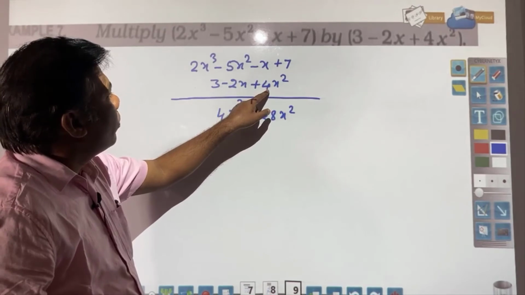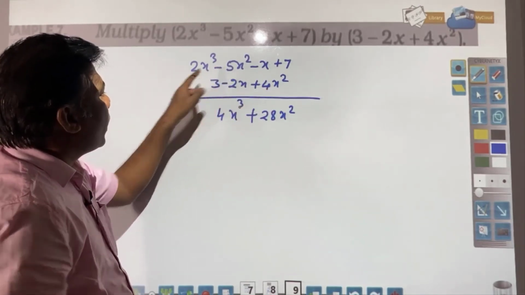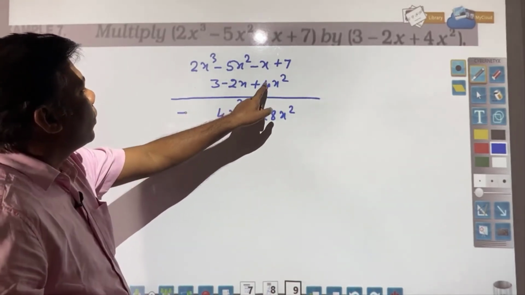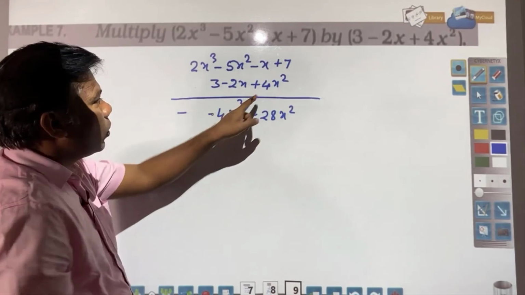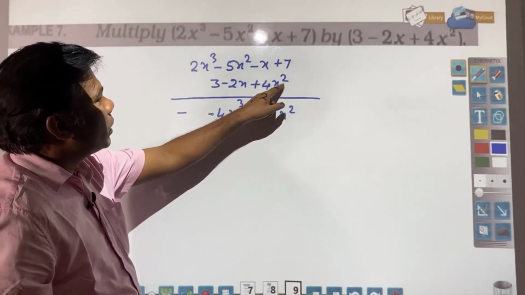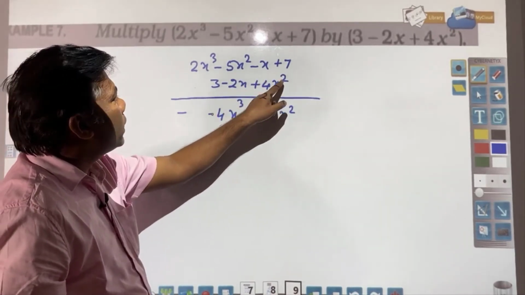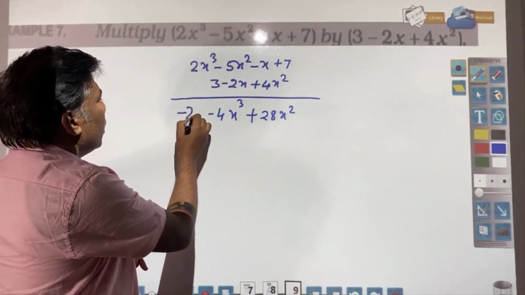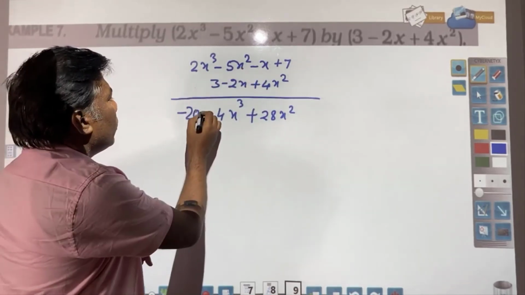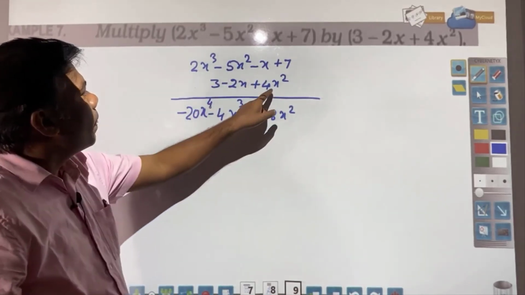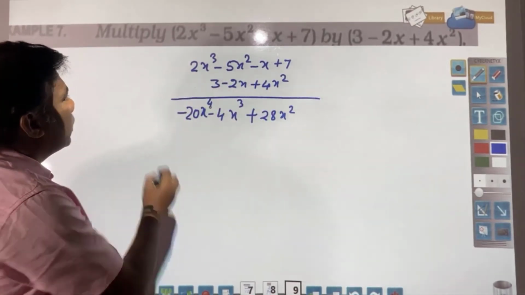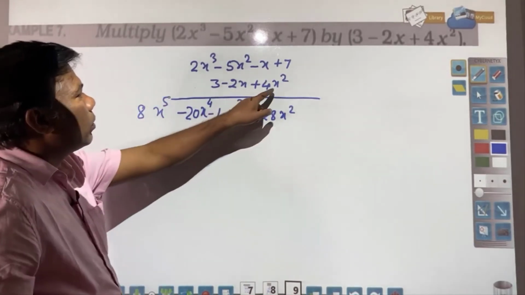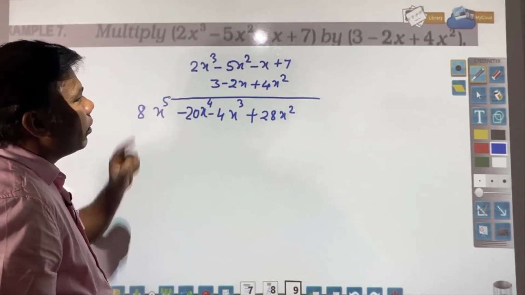Here minus sign we needed to write: 4x square into x, minus 4x cubed. 4x square into 5x square, 4 5s are 20, and x square and x square will be x to the power 4. 4 2s are 8, 8x to the power 5. X square and x cube became x to the power 5.